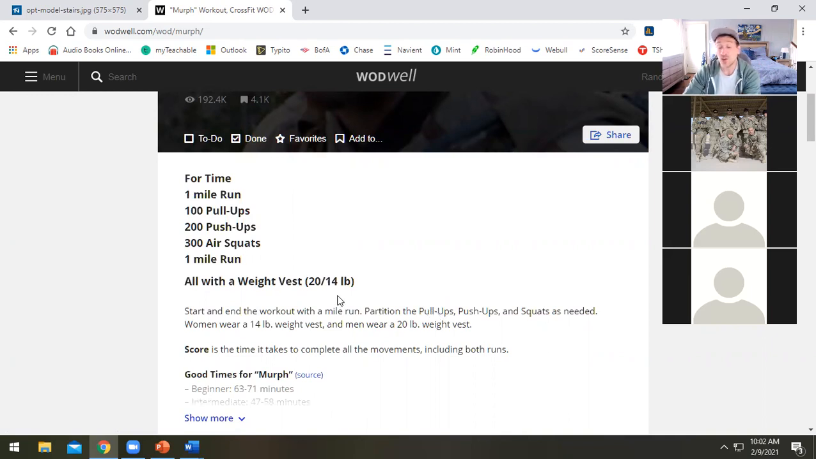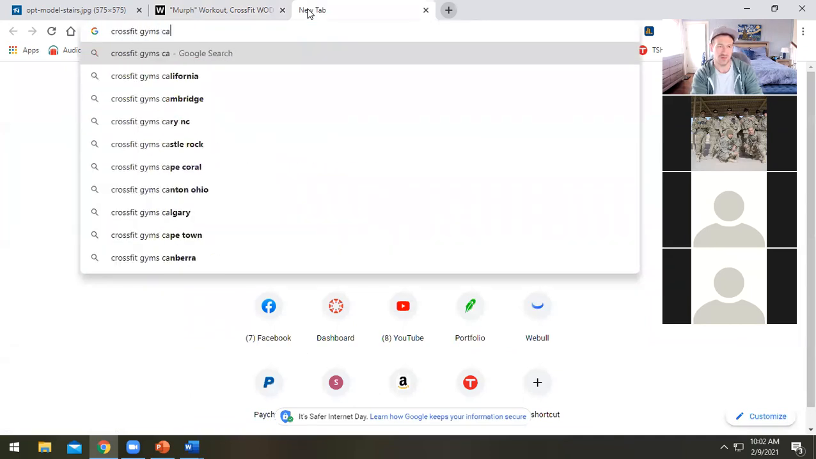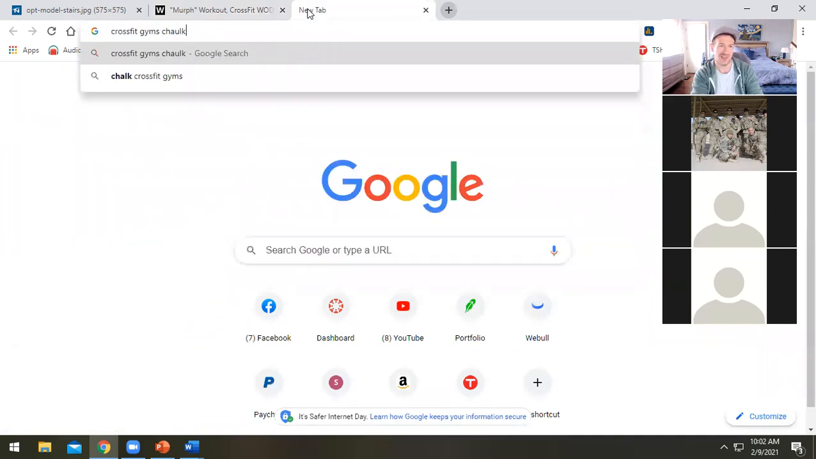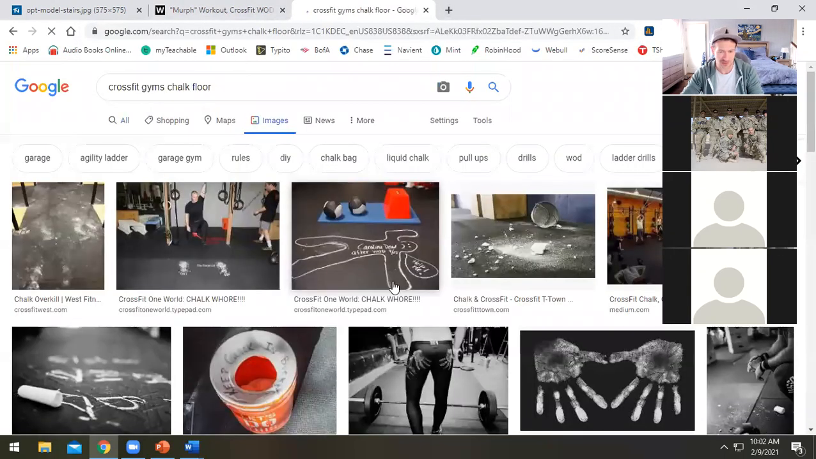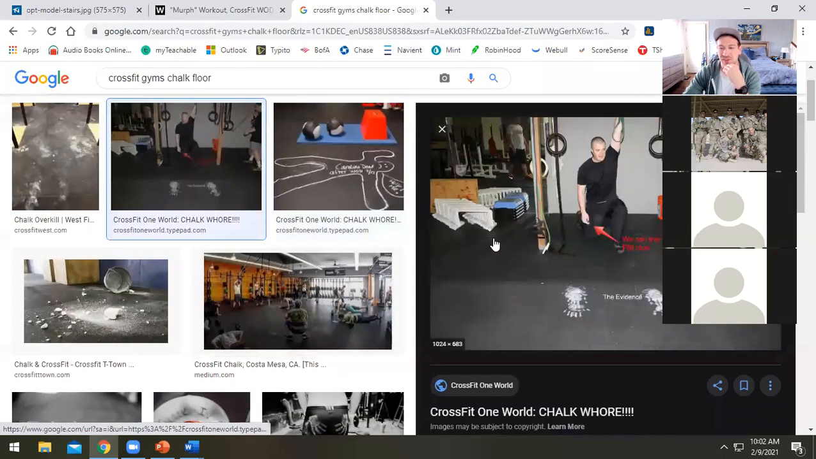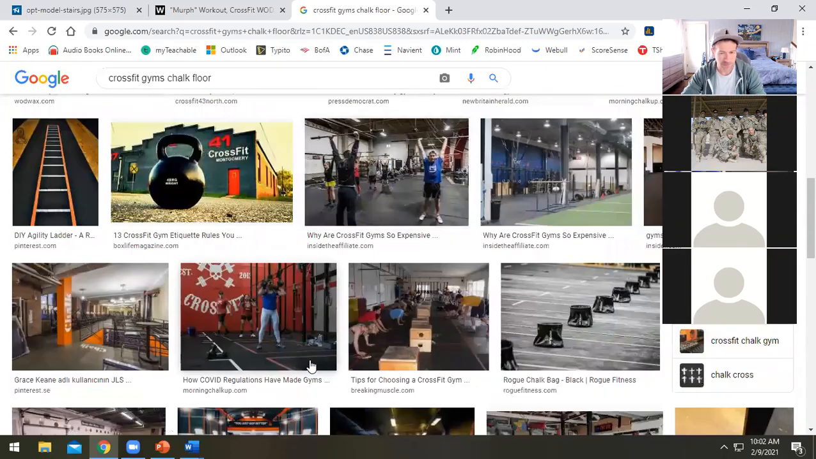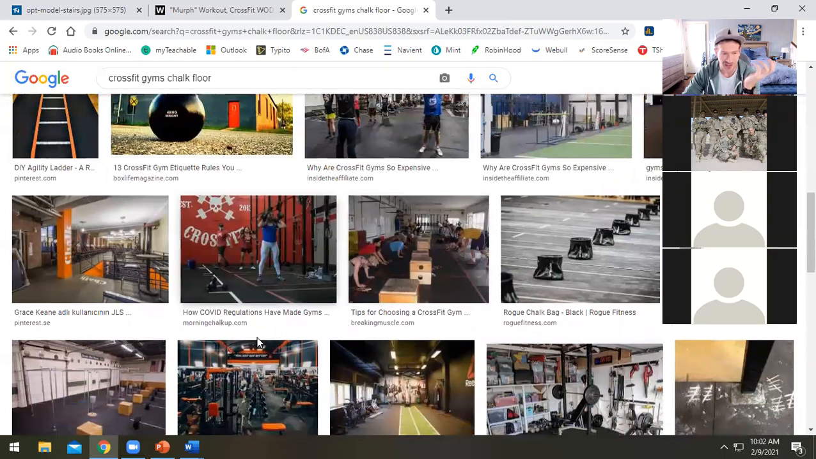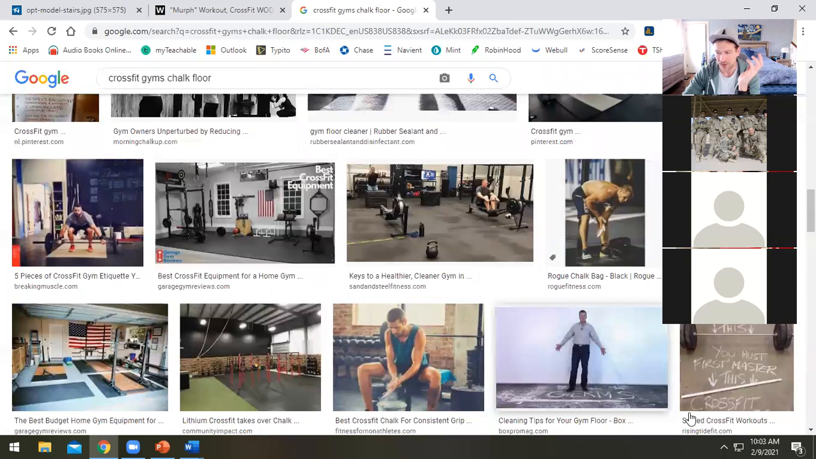So the idea here is there's no world in which you're gonna do 100 in a row, right? This is why you'll see it in CrossFit gyms. You'll see people do this on the floor of CrossFit gyms. They'll give you pieces of chalk and you'll actually write on the floor, because they can just wash it later.